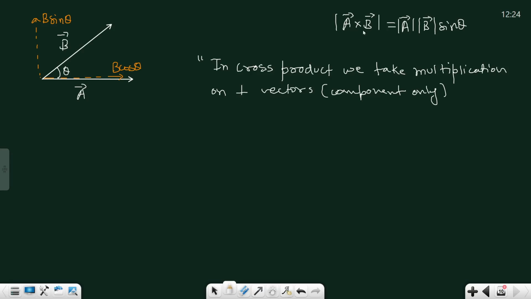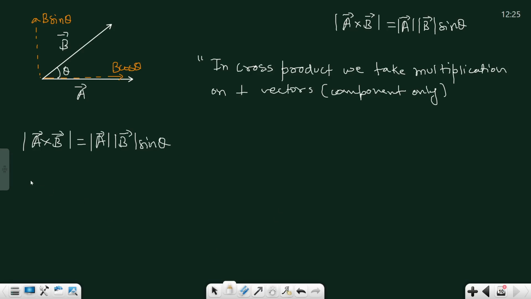But if you look at the formula, A cross B, you will get magnitude of A into magnitude of B into sine theta. So when you go for the cross product magnitude, A cross B is equal to the multiplication of the perpendicular vector, that is A vector magnitude into B sine theta. Clear? Is it clear?